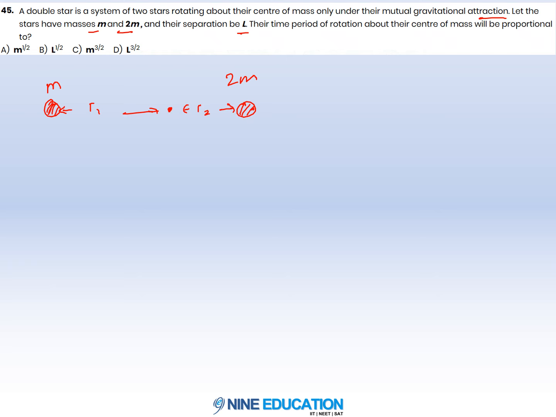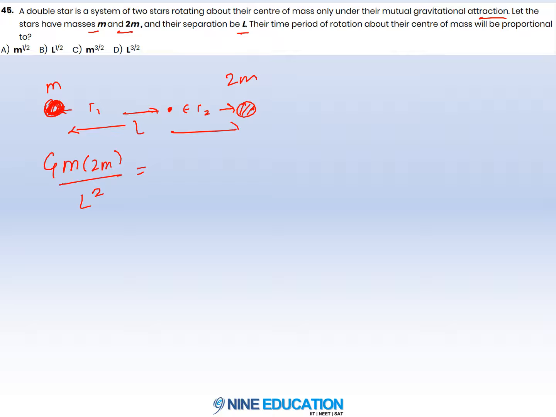So from here, the centripetal force on it equals the gravitational force, and the gravitational force is G m into 2m upon the total distance L.